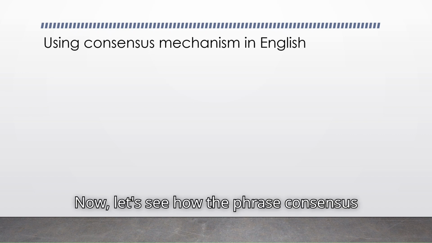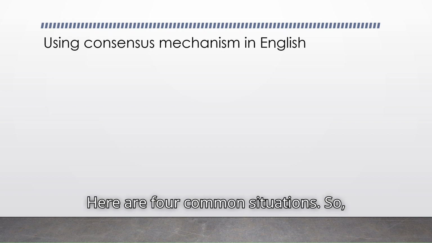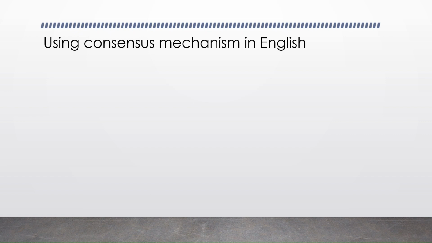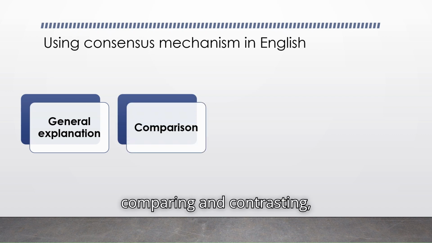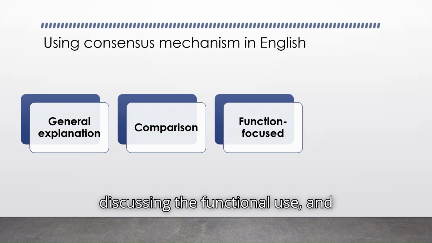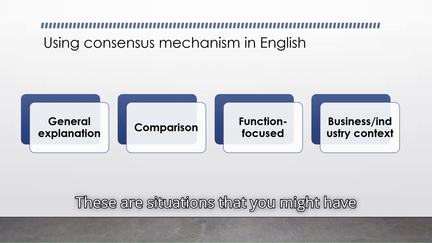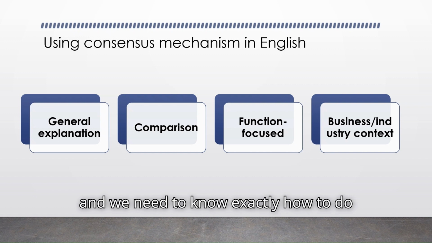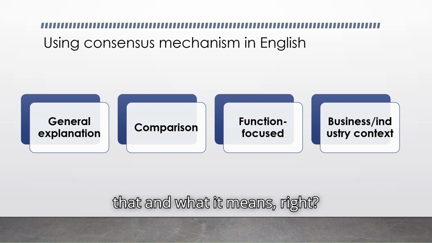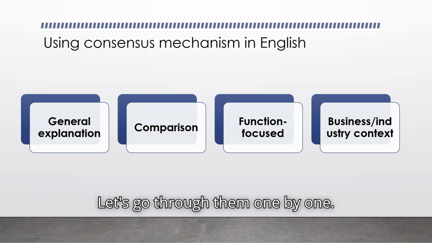Now, let's see how the phrase consensus mechanism is used in English. Here are four common situations: giving a general explanation, comparing and contrasting, discussing the functional use, and explaining its business implications. These are situations where you might have to use this term in English, and we need to know exactly how to do that and what it means, right? Let's go through them one by one.